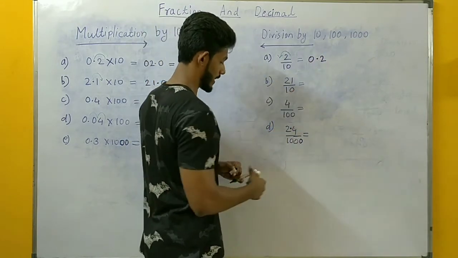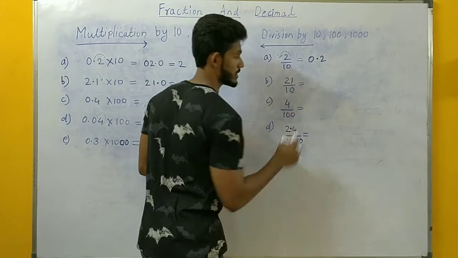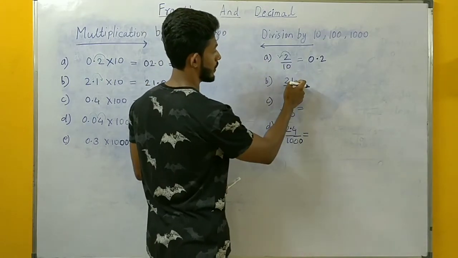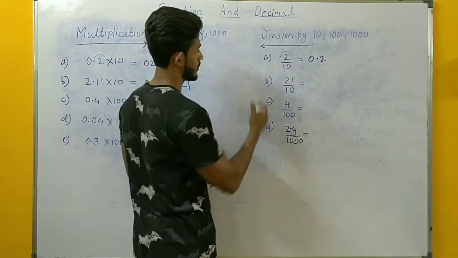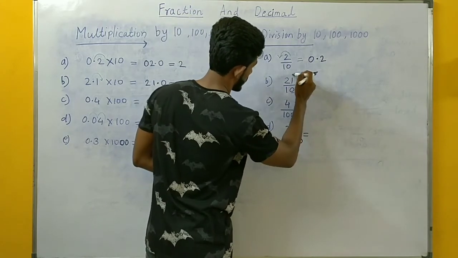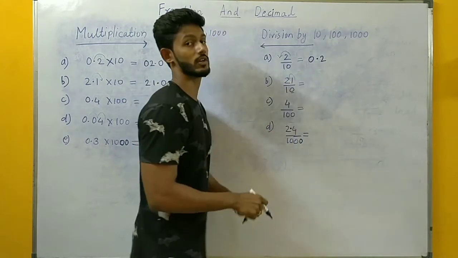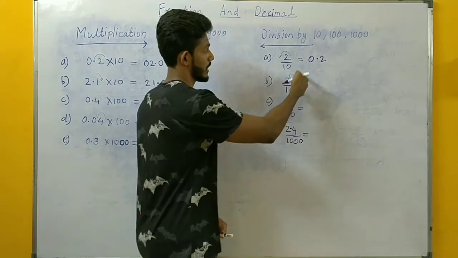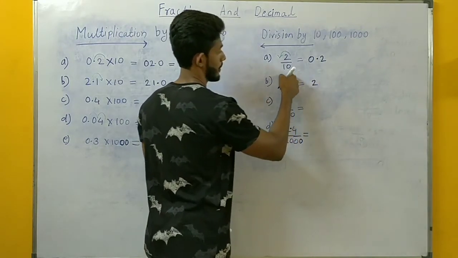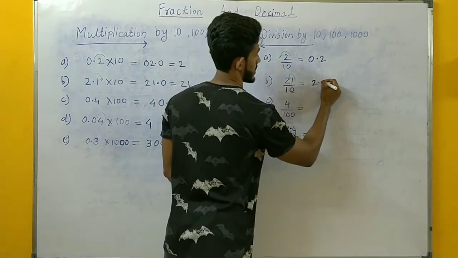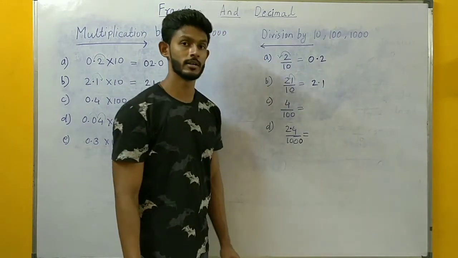Now here again we have in this problem 1 zero and we are going to move one digit from left, that is from here to here, because 21 is basically 21.0. So we are going to shift by one digit from left hand side, that is 2.1.